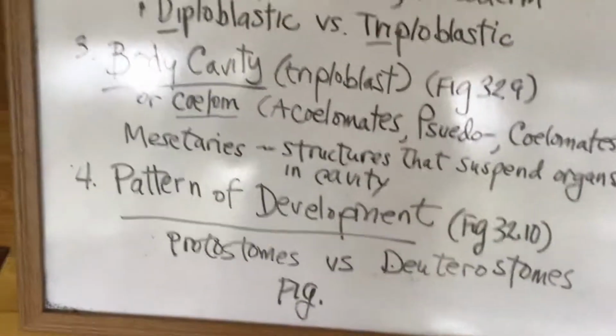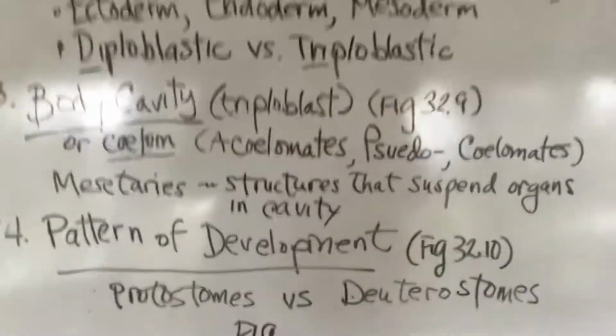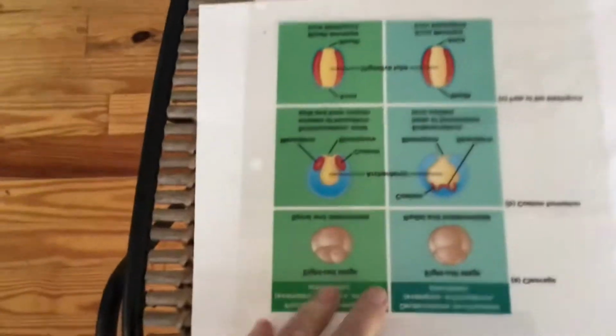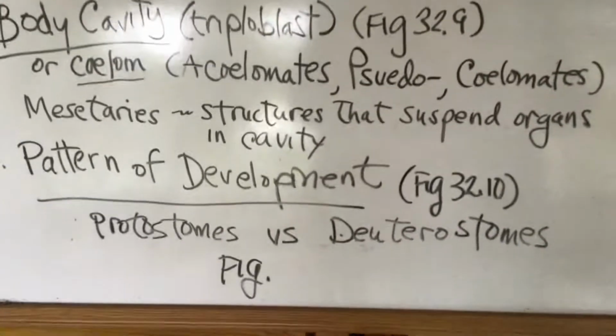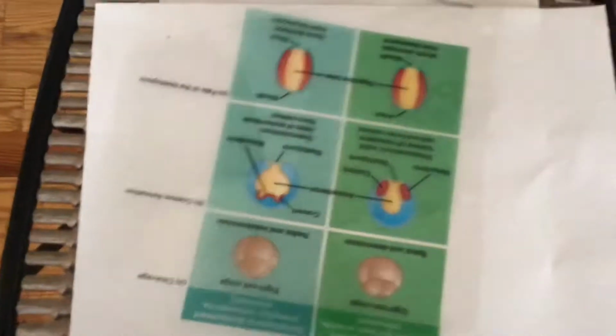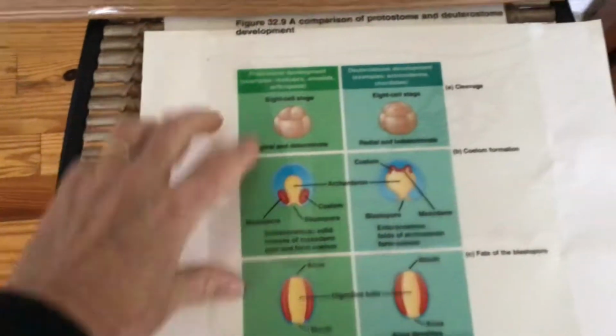All right. Now the last thing is a pattern of development. So this is different for different organisms, and there's two basic types. So let's just go over these. There's protostomes. Here, I'll put this up there. Protostomes and deuterostomes. All right. And so the protostomes, helps if I have it right side up and visible. Okay. So these are protostomes on this side and deuterostomes on this side.